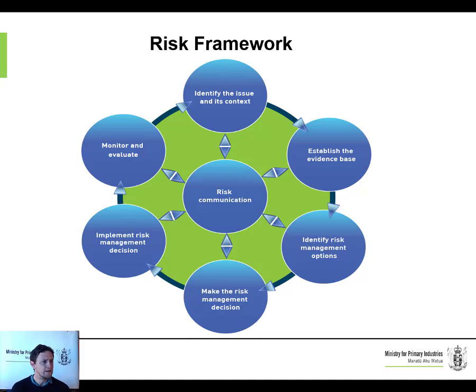And just that final point, monitor and evaluate. That allows us to ensure that the decisions we have made in our risk analysis space are able to be amended if we find that the reality of implementing the risk management decisions are not fully in line with our expectations.